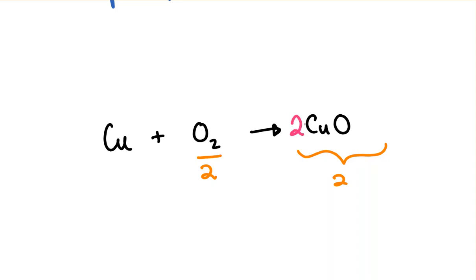And then I see that this 2 just affected copper. So let's go and check our copper. I have 2 coppers here. And so I need to get 2 of my reactants. So I'll add a 2 there. And so that's balanced.